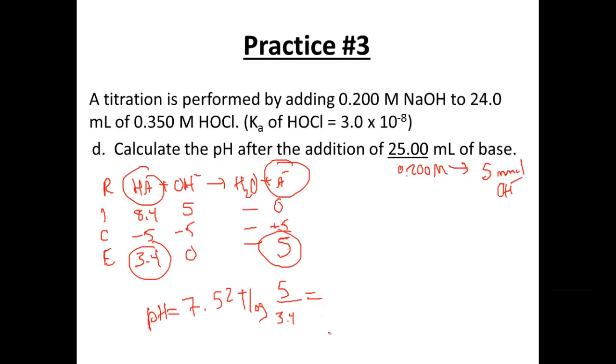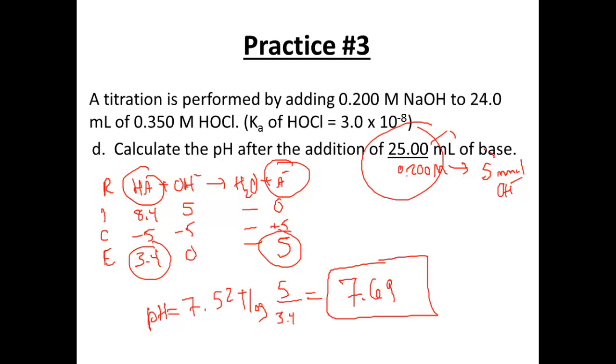Alright, and the answer for letter D here is a pH of 7.69. The volume of base added here resulted in 5 millimole. 5 in here is still the limiting reactant, so subtract it from the left side, add to the product side, changes our ratio now to have a more dominant conjugate base present, so 5 over 3.4, plug and chug, 7.69. Okay, if you didn't get that, make sure you do letter E now. Try that one on your own.